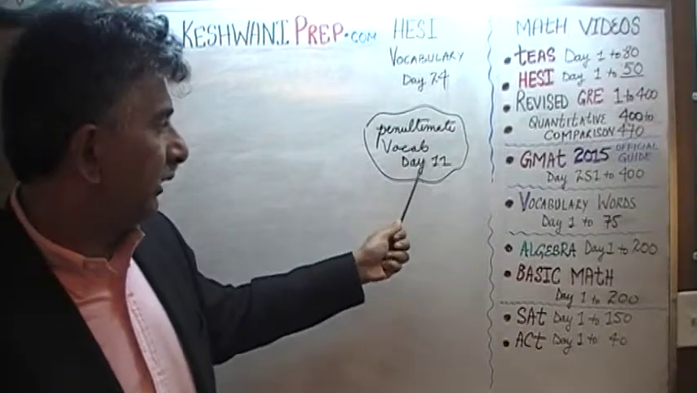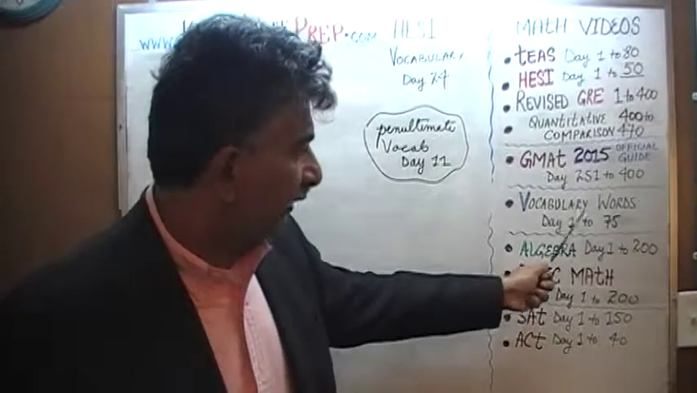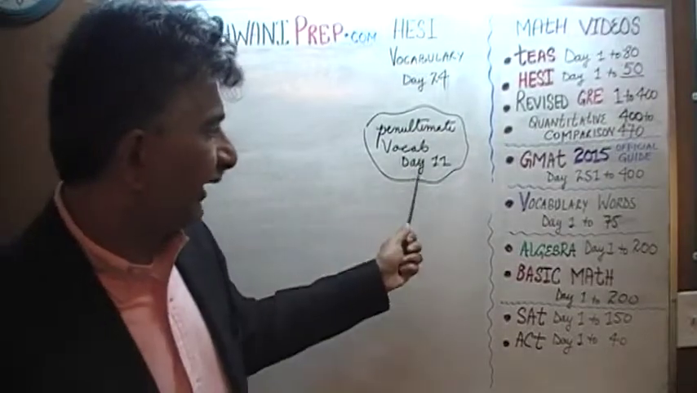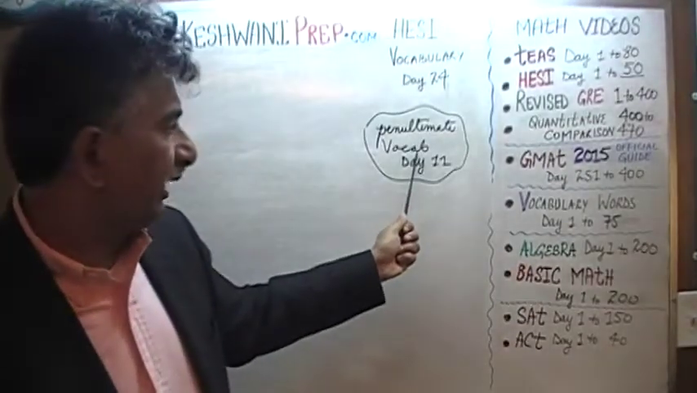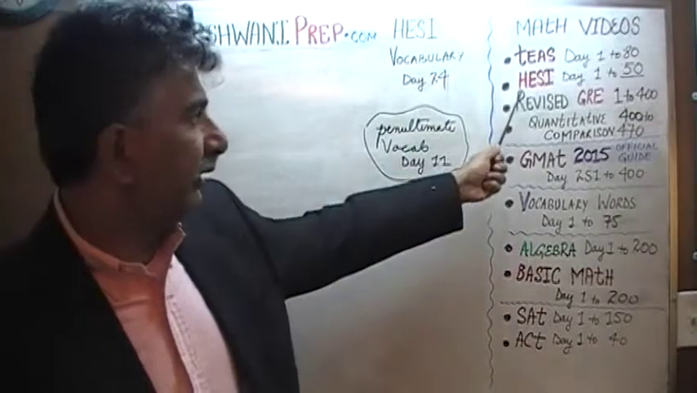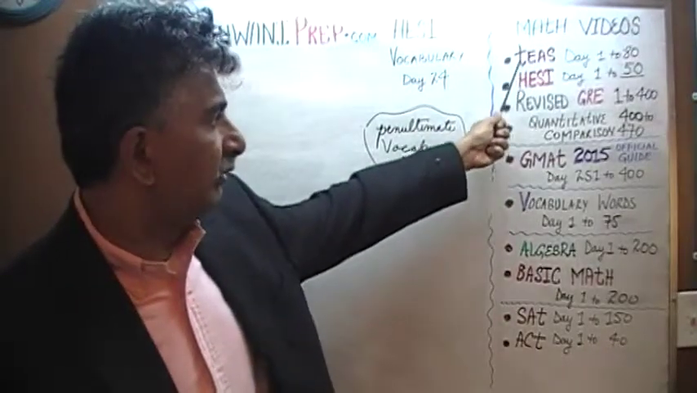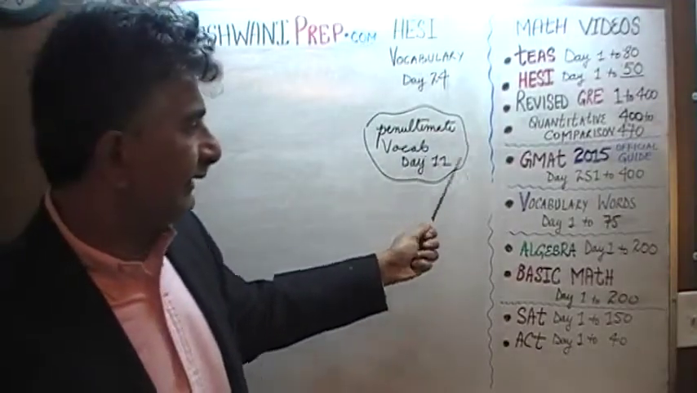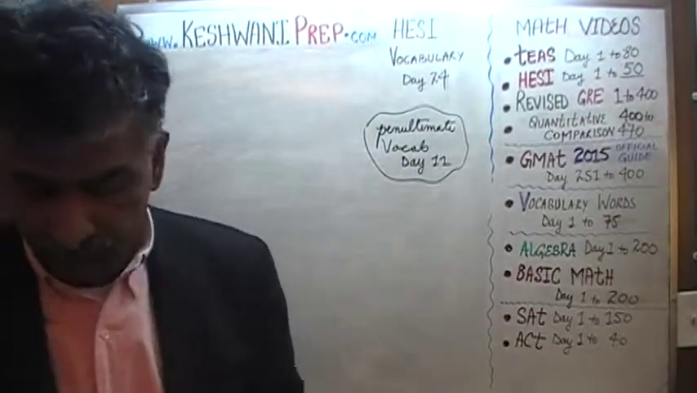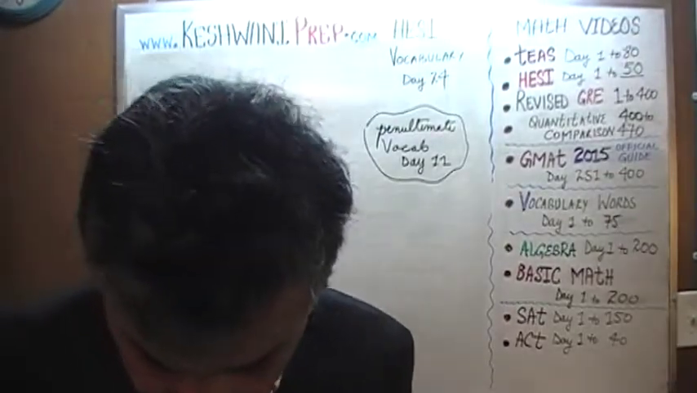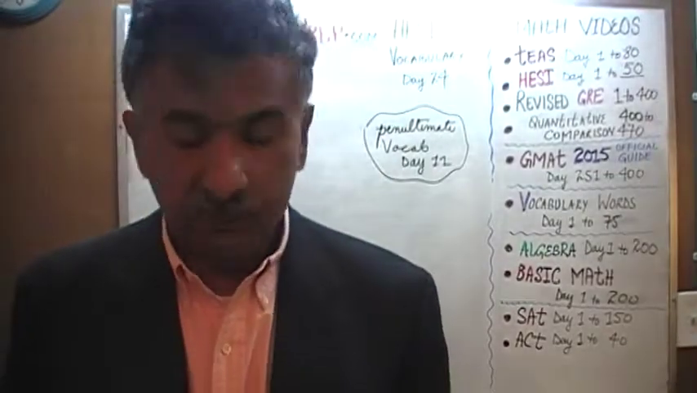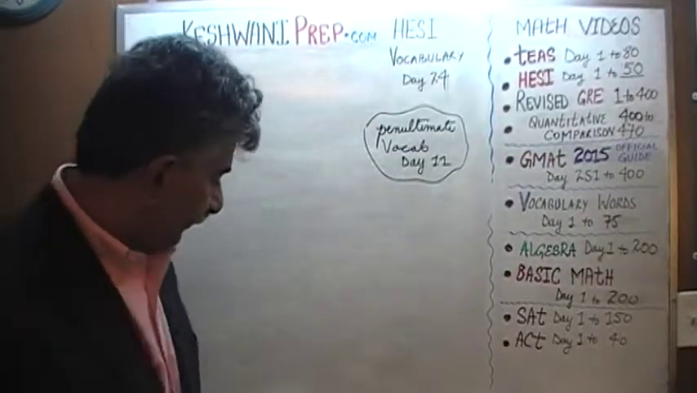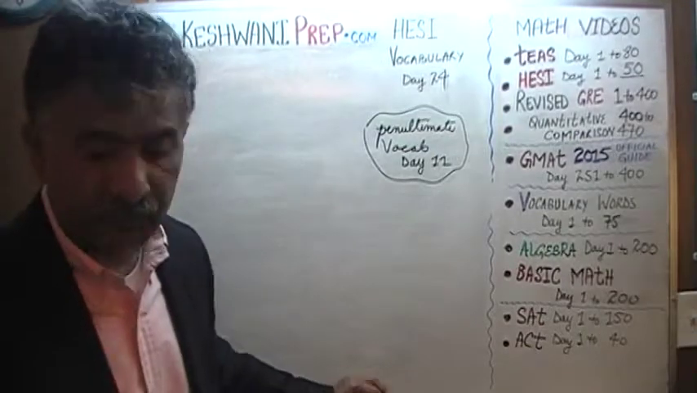We learned the word penultimate on day number 11 of our vocabulary series, day number 1 through 75. Just type in vocabulary words day number 11. If you're preparing for whichever exam, HESI or GRE, just put down the name of the exam and the day, vocabulary words day 11, and it will pop right up where we learned the word penultimate. Today is our penultimate day, second to the last day. Tomorrow is going to be day number 25, our last day of the HESI vocabulary words, that is.